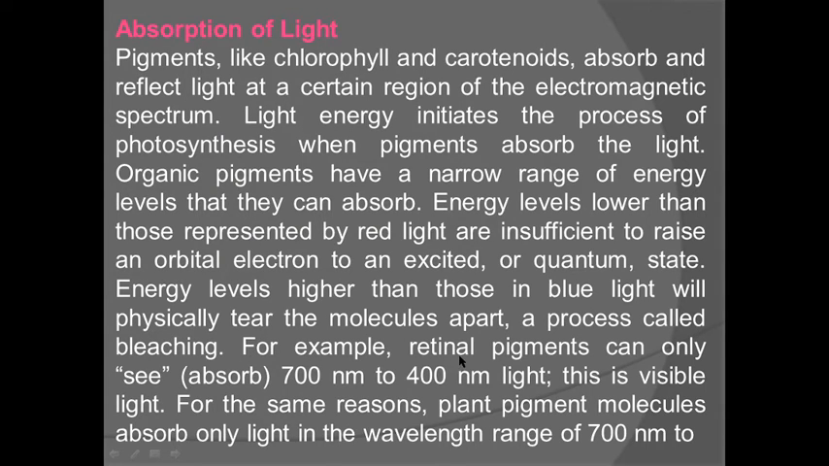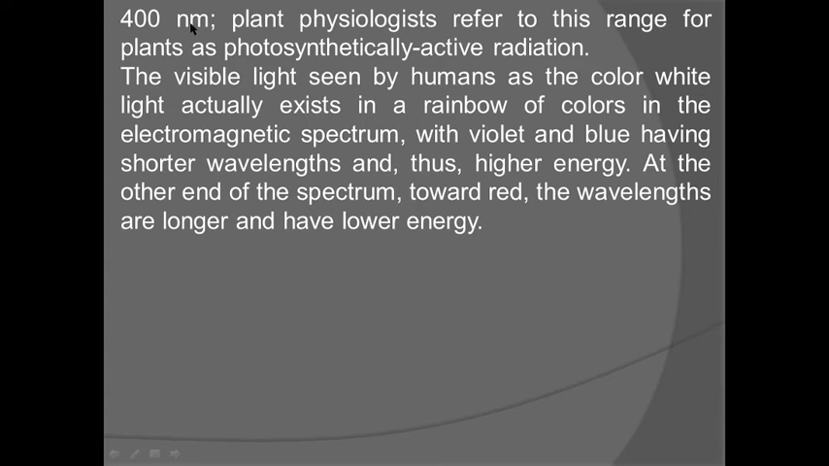For example, retinal pigments can only absorb 700 nanometer to 400 nanometer of light. This is visible light. For the same reasons, plants' pigment molecules absorb only light in the wavelength range of 700 nanometer to 400 nanometer of light. Plant physiologists refer to this range for plants as photosynthetically active radiation.